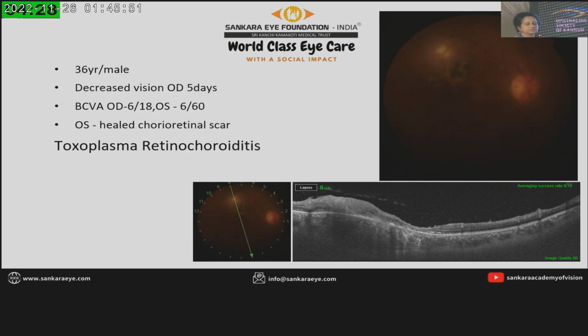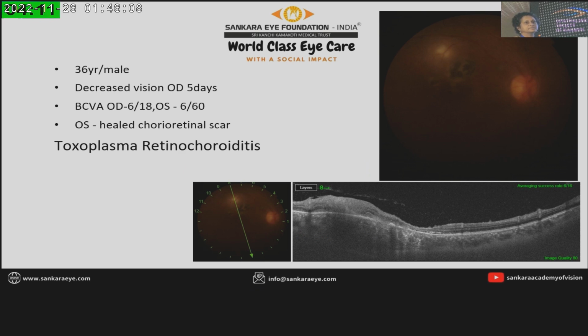This is a case of infective etiology. Do we use steroids in infective etiology? A 36-year-old male, decreased vision. You can see a healed scar, then next to that is an active lesion, which is suggestive. All of us know that it is a toxoplasma retinochoroiditis. So do we need to use oral steroids in this?